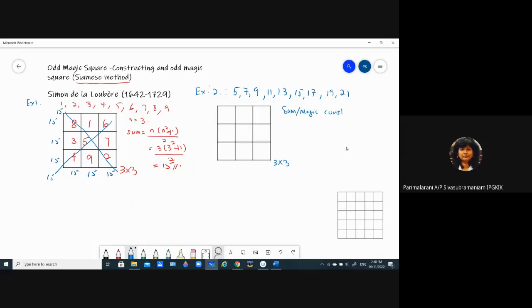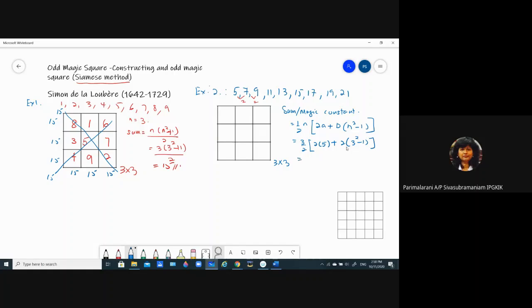Which formula are we going to use? Yes, n/2 into 2a plus d into n squared minus 1. So our n is 3, so this is 3/2. Our a is 5, correct, plus d. D is the difference. So the difference here is 2, the difference here is 2. Check everything, the difference is 2. So d is 2, and n is 3 squared minus 1.